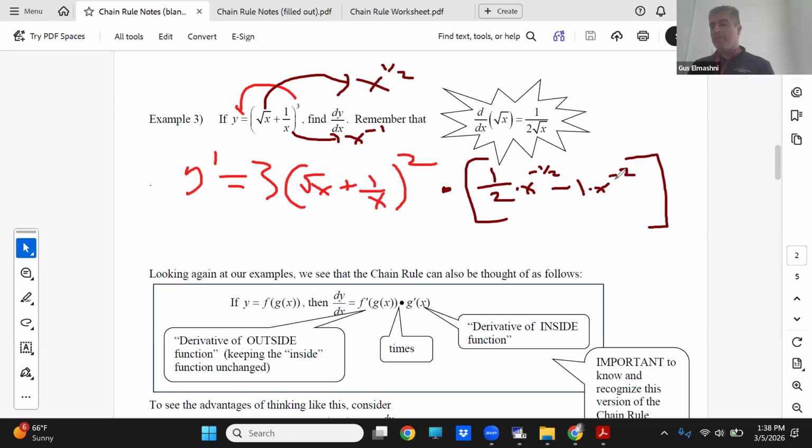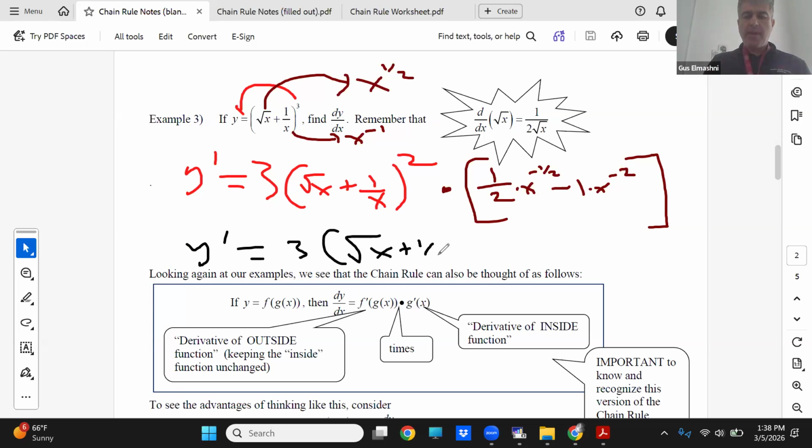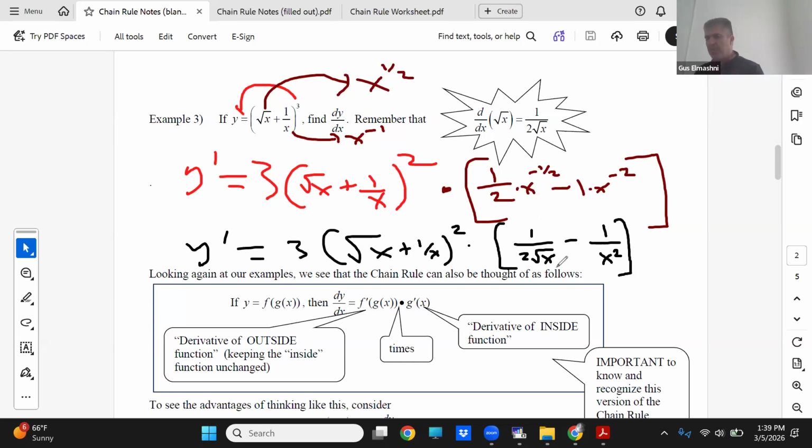Technically, we are done, but it's usually nice to avoid negative exponents and to use radical form if you can. So 3 parentheses root x plus 1 over x squared times 1 over 2 root x minus 1 over x squared. So that's just a little cleaner, I suppose.